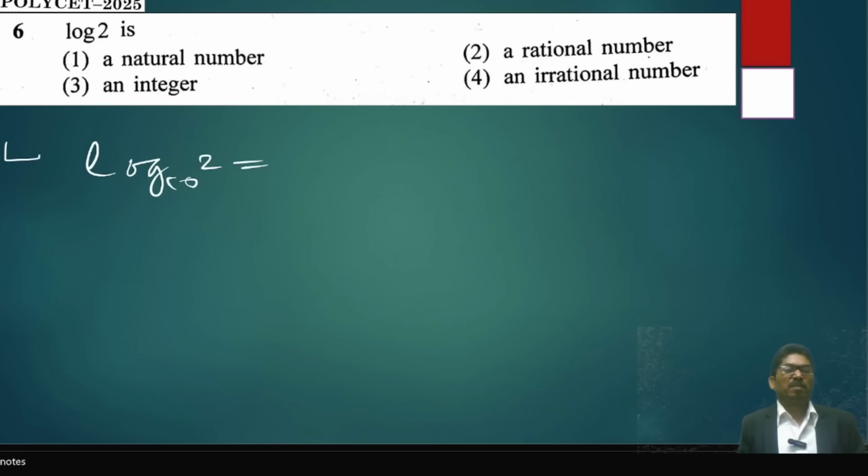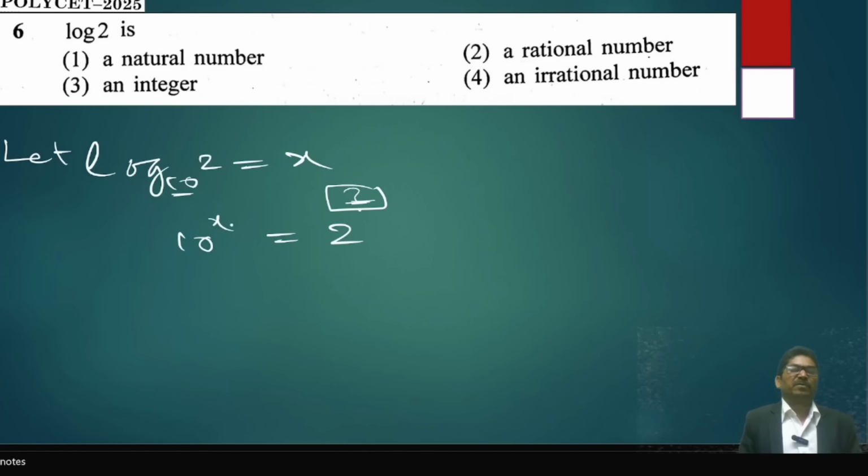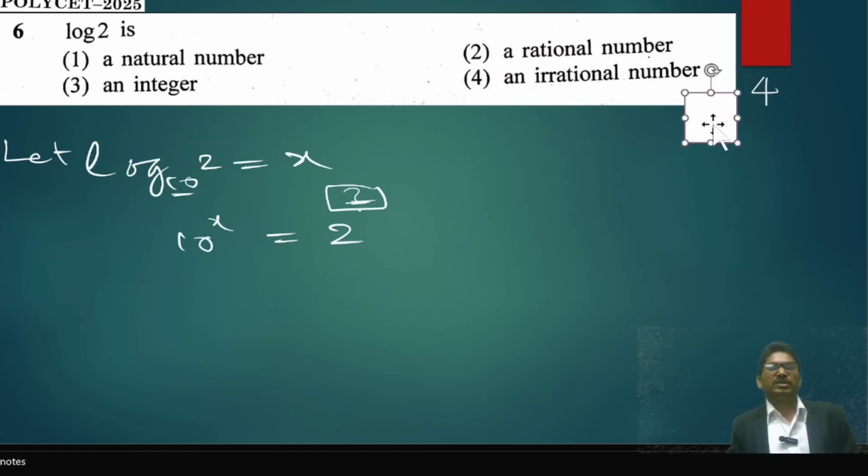Let log 2 base 10 is equal to x. We can write this as 10 to the power of x is equal to 2. To what power can we write it? We can't write this x value, we can't find the x value. So that's why it is an irrational number. So the fourth one is the correct option.